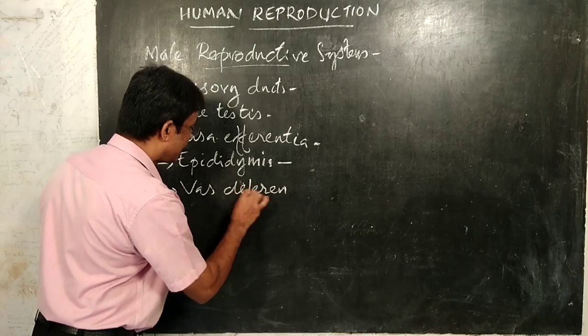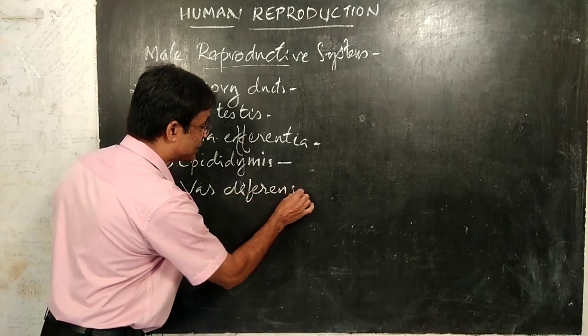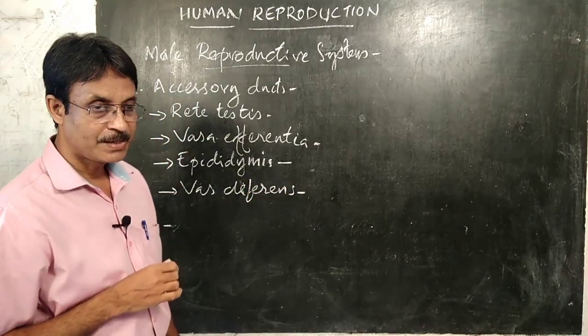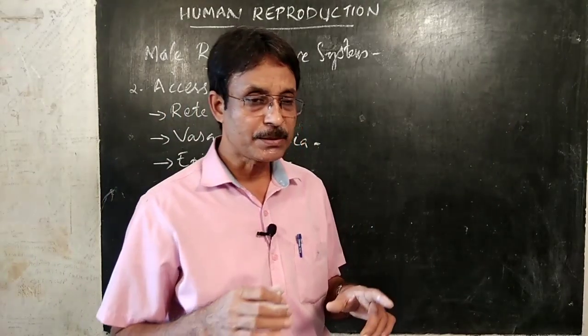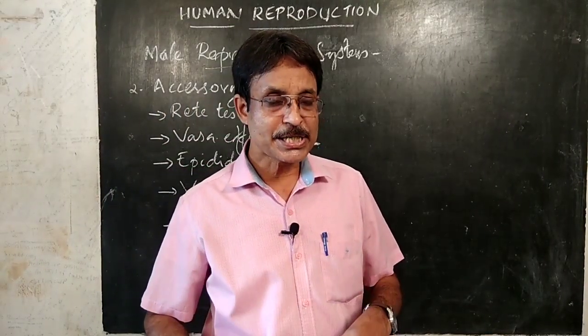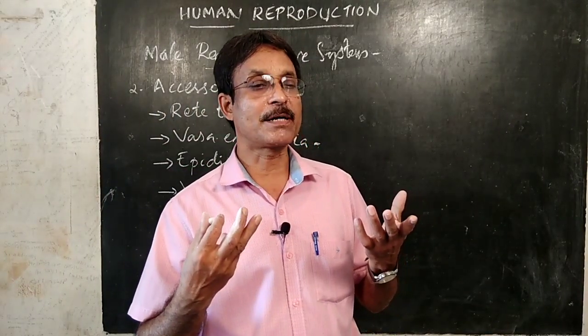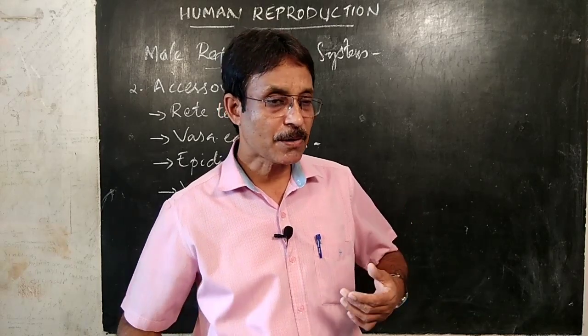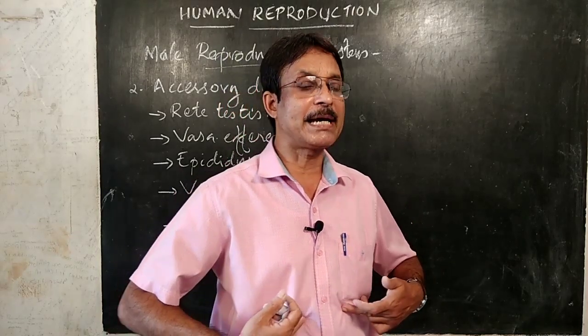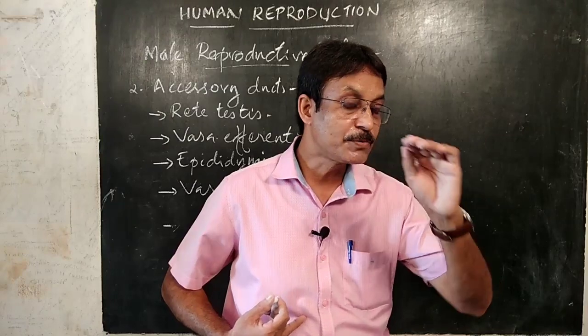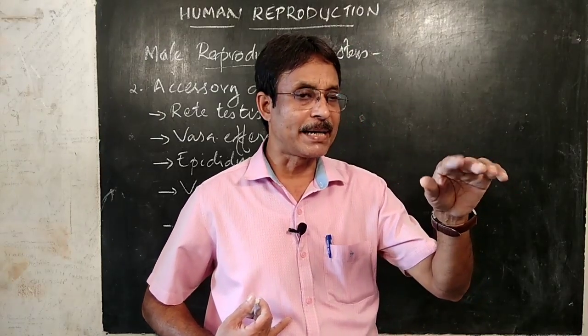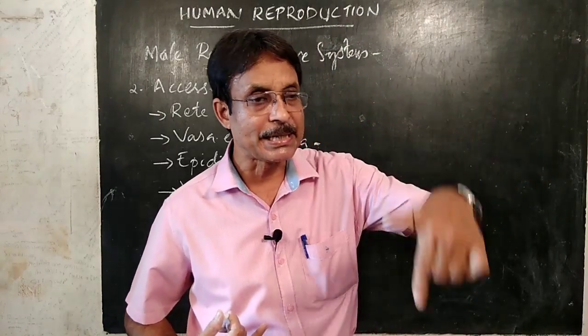Vas deferens, vas deferens. This is a narrow tube arising from the scrotum, leave the scrotum and enter into the abdominal cavity, then move up to the top of the urinary bladder and then bend again downwards.